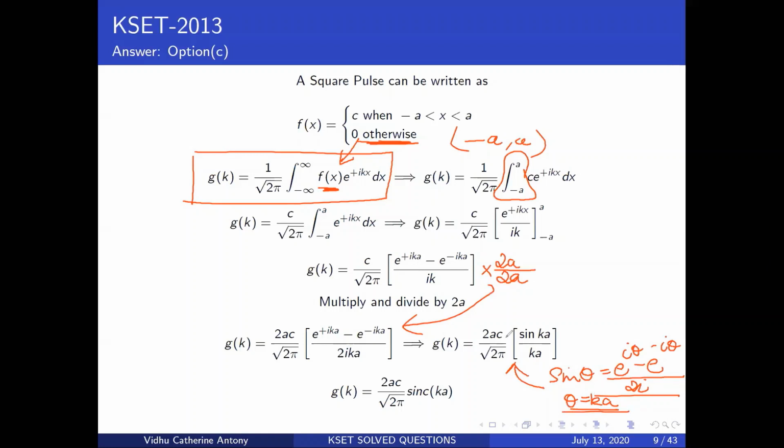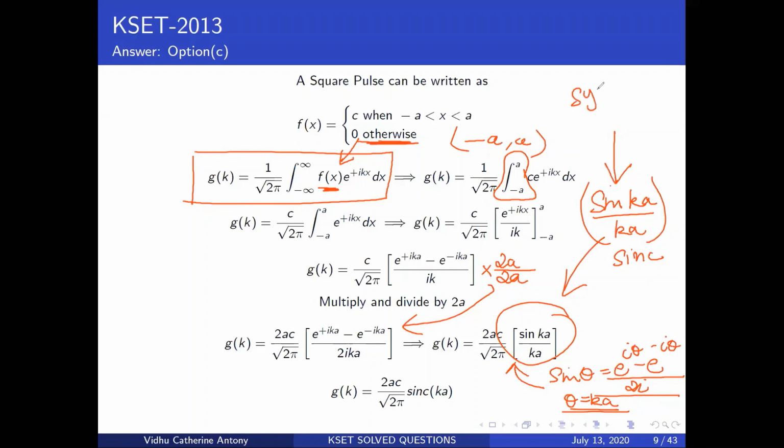Okay. So now this kind of a function is called a sinc function. Sine of Ka by Ka is called a sinc function. And this is only produced when you have a symmetric square pulse. Okay, the word symmetric was pretty important in the question. It has to be a symmetric square pulse.